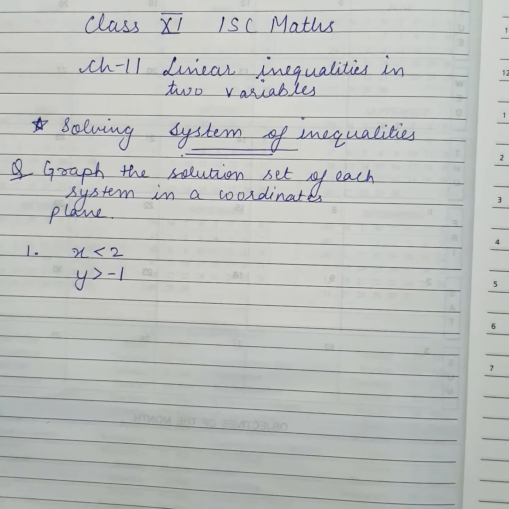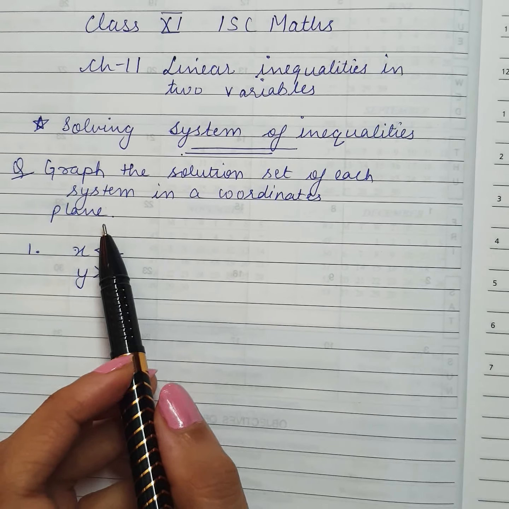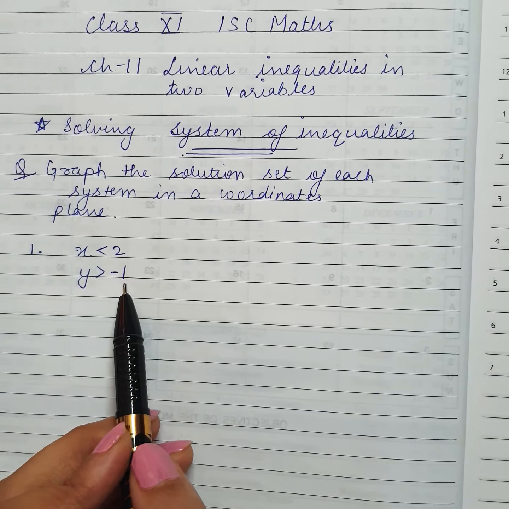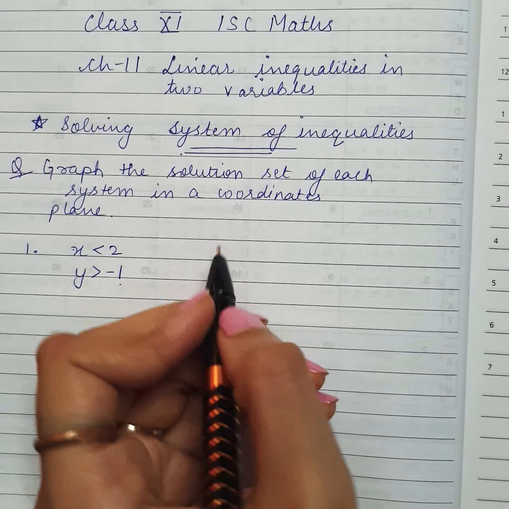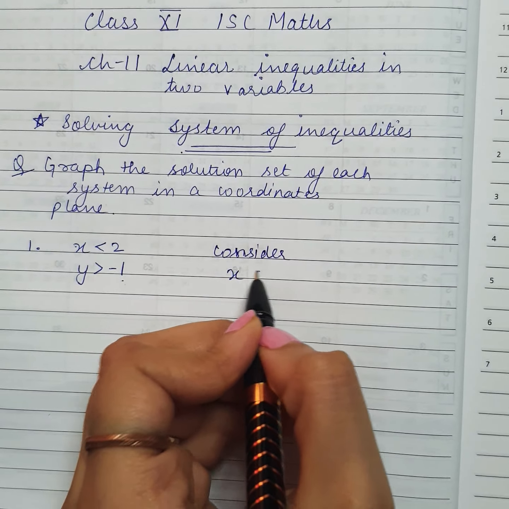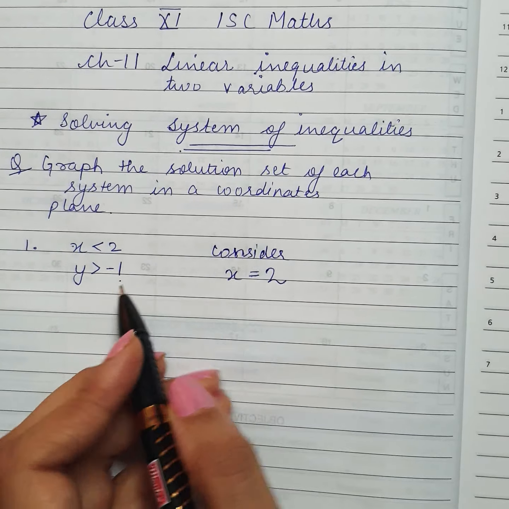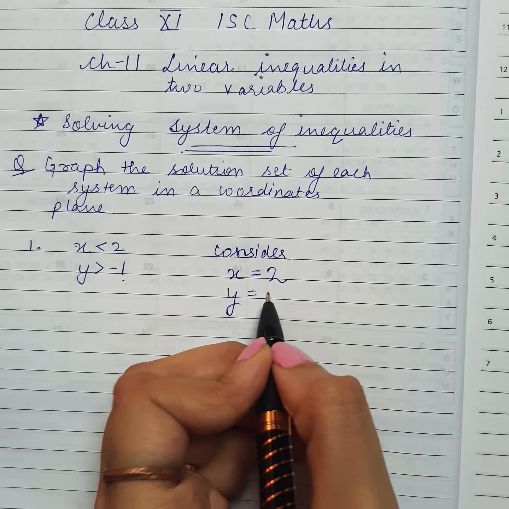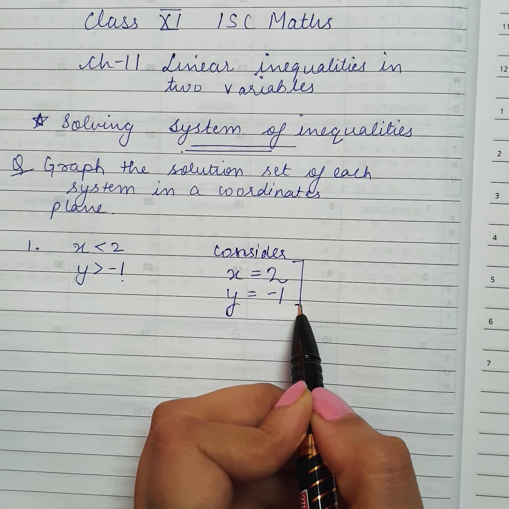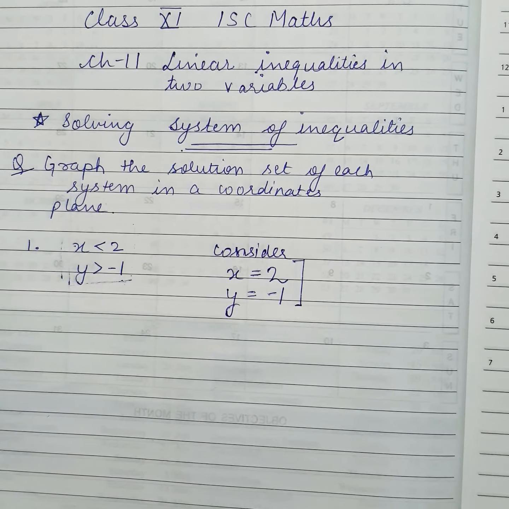So let us start. The question is, graph the solution set of each system in a coordinate plane. Now the system of inequations given is x less than 2, y greater than minus 1. First of all, we will consider them as equations in place of inequations. I have replaced less than with equal to, and this is y equal to minus 1. Now I am going to plot these two lines on a graph paper, and then we will see the area covered by the following lines.